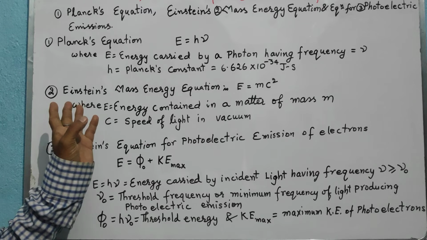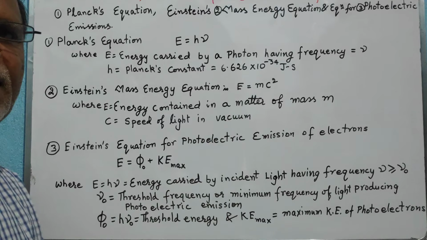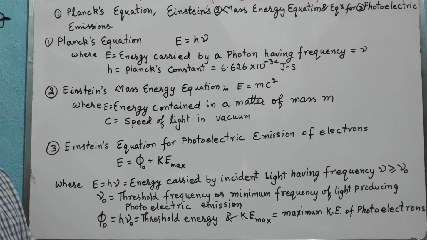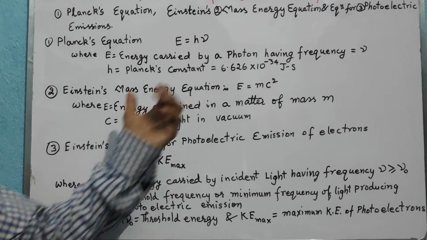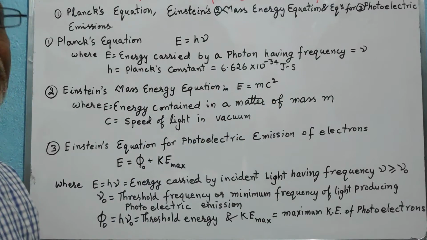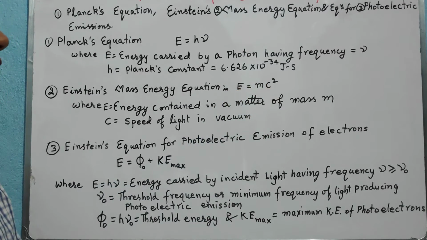Another equation is the mass energy relationship given by Albert Einstein. Well, in this equation he states that the total energy contained in a mass m of any matter is given by E is equal to mc square, where m is the mass of the body and c is the speed of light. Well, it means that when this mass is completely converted into energy form, we will get this much energy in joules.